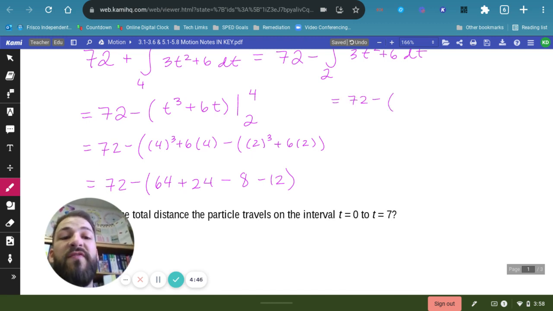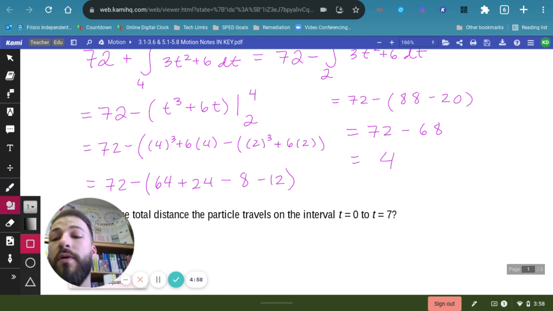minus 64 plus 24 is 88. Negative 8 minus 12 is negative 20, which gives us 72 minus 68, which would simplify out to 4.